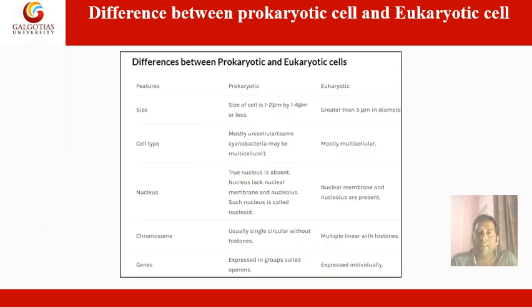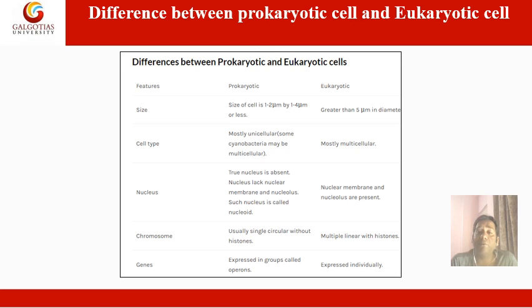Now we have already seen the various components of prokaryotic and eukaryotic cells in the various images provided in the previous slides. Now we will differentiate between the prokaryotic cell and the eukaryotic cell. That means, on the basis of what features can we differentiate between these two cells? One of the important features that is different in both types of cells is the size. The prokaryotic cell is generally smaller in size, roughly around 1 to 4 micrometer or less than that.